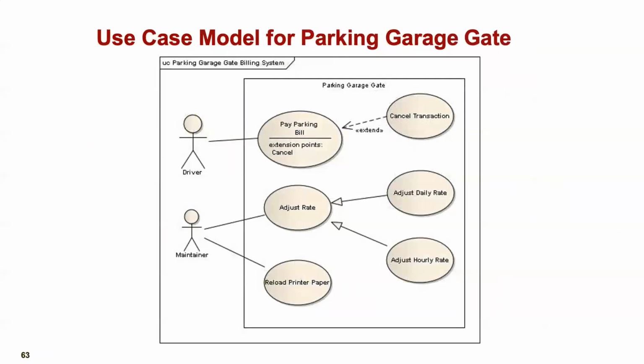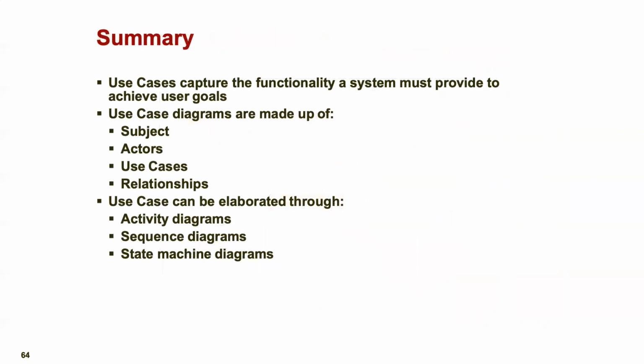So here's just another example of the use case model for the parking garage gate. And so you have a couple of different engagers, the driver and the maintainer. And so if the driver pays the bill, they're going to be able to open the gate, or they have the ability to cancel the transaction. And the maintainer has a variety of different capabilities that they can provide.